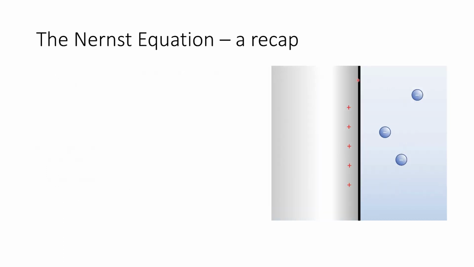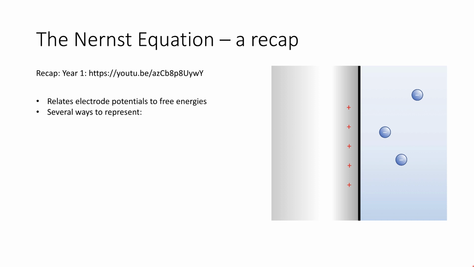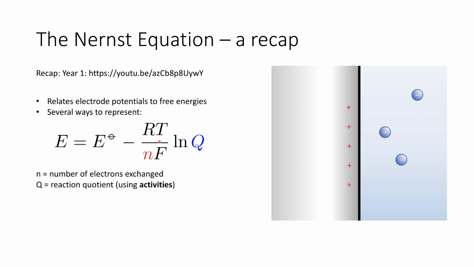The next phase of equilibria we want to look at is the Nernst equation. So just a quick recap on this. You covered this in year one. I've linked the video below. This relates electrode potentials to free energies, and there are several ways to represent this. But the main way that we're most familiar with is this form of the Nernst equation, where we're looking at how the electrode potential varies according to the number of electrons exchanged and the reaction quotient. So it modifies the standard potential for our real reaction conditions.